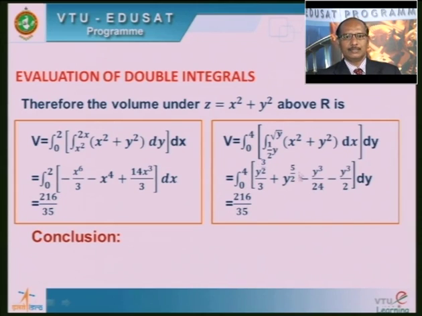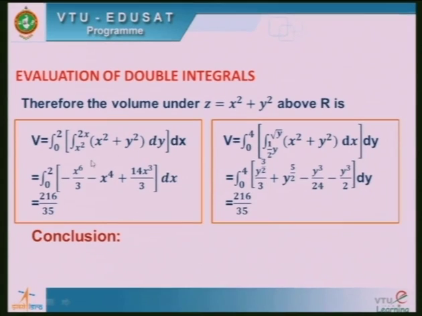Type 3 region is, y limits are constants here, 0 to 4, and x limits are functions of y, y by 2 to square root of y. Again integration, this time with respect to x first, dx means with respect to x, that becomes the function of y. Then integrating again with respect to y, that simplifies to 216 upon 35. So, whatever the region, type 2 region or type 3 region, you are getting the same answer, 216 upon 35.